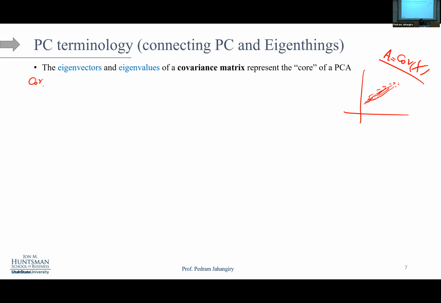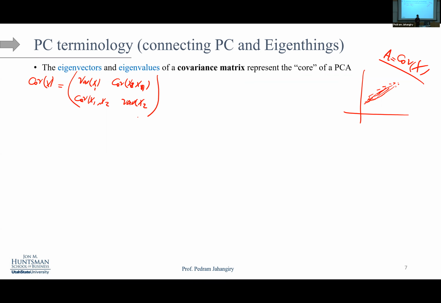This is my covariance matrix. Let's say it's 2 by 2. I have variance of x1, covariance of x1 and x2, and covariance of x2 and x1, but they're the same, right? And then variance of x2. This is going to be our transformation matrix. So I hope that you can connect the dots. What is the relationship between eigenvector values and principal components?